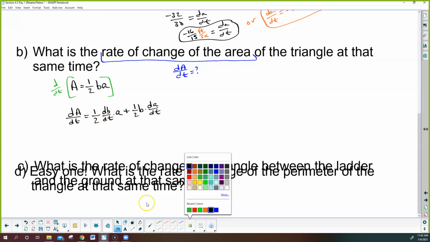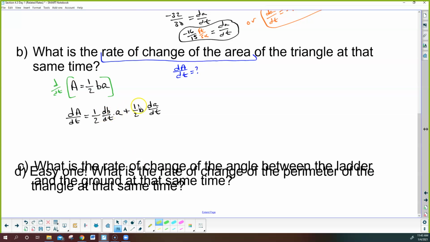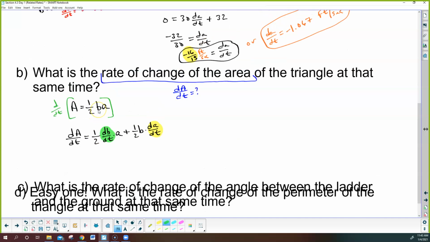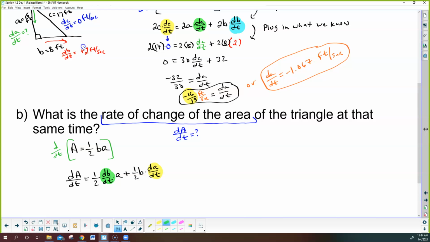Well, now this is actually really friendly because from the previous question, our answer for dA/dt is negative 16/15. And they told us the rate at which B was changing, that was 2 feet per second right here. So that was given as well. We found what A was. A was 15 feet. We found what B was. B is 8 feet. We know everything. So we're just plugging in the information we know now. So we wrote the equation. We took the derivative to find the rates. And now we're just going to plug in what we know.